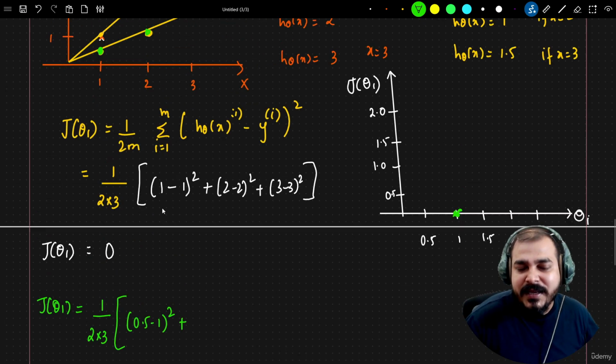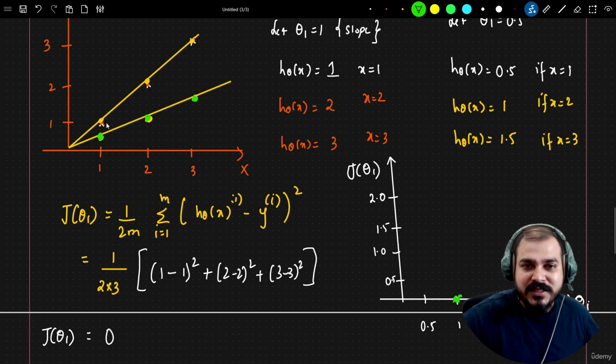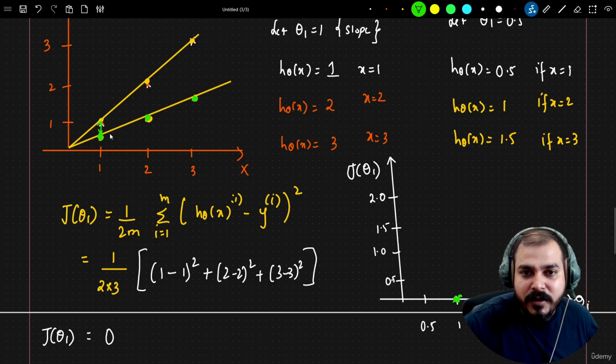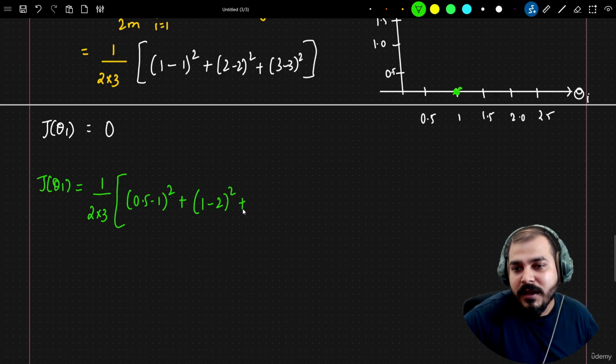How am I getting 1? My true value 1 is over here, right? My real point is over here. So 0.5 minus 1, this is the error that I'm actually getting. Similarly, this is the error I'll be getting here, and this is the error that I'll be getting here. And we really need to write that specific error. So 0.5 minus 1 whole square, then I have 1 minus 2 whole square plus 1.5 minus 3 whole square.